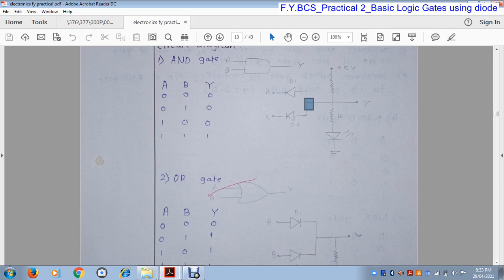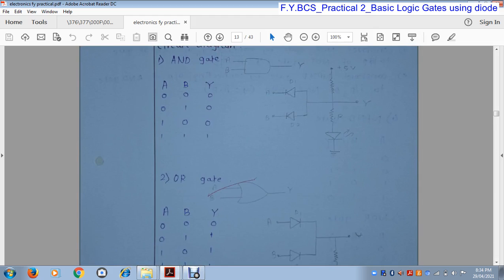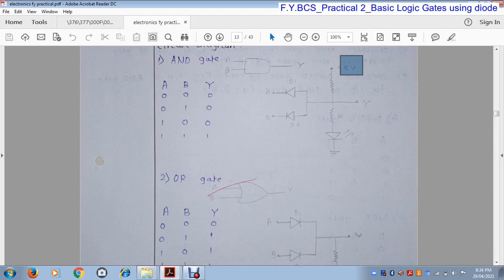Now consider D1. The anode of D1 is 5 volt and the cathode is 0 volt. So this is higher potential, this is lower potential. So all the current flows through diode D1. The current comes from this path and goes to D1. All the current that we provide by the 5 volt supply comes through this path and goes to diode D1, because the cathode is 0 and current will always flow from higher to lower potential.